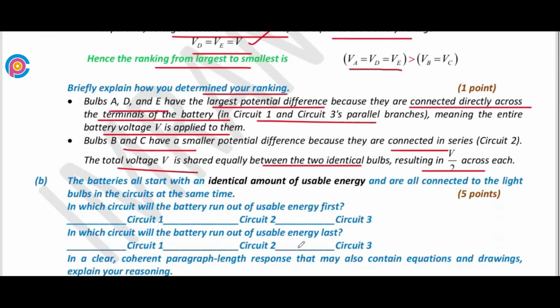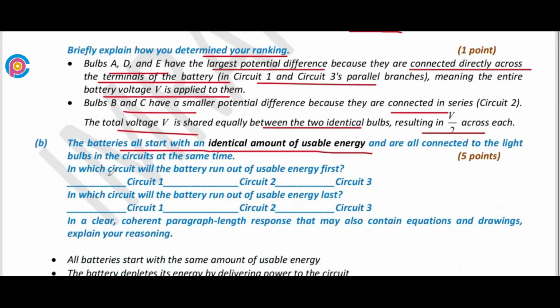Now, the next part of the question: the batteries start with an identical amount of usable energy and are connected to the light bulbs in the circuits at the same time. Okay. In which circuit does the battery run out of usable energy first? In a clear, coherent paragraph-length response that may contain equations and drawings, explain your reasoning.